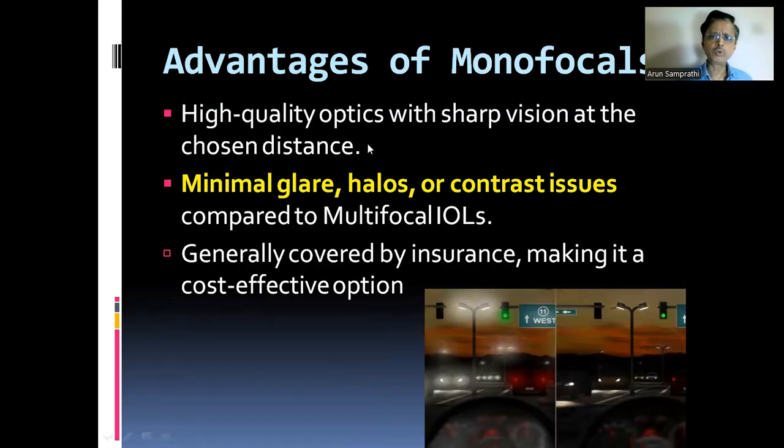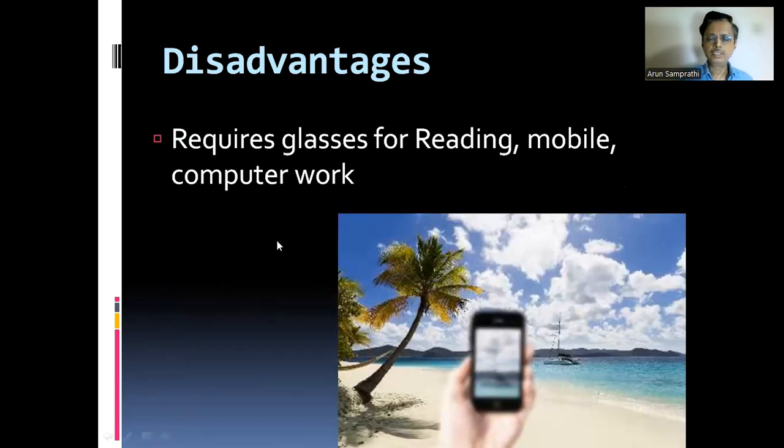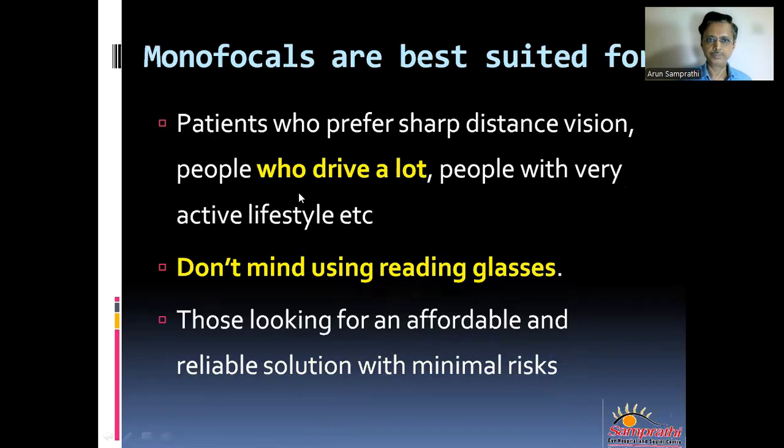The advantage of these monofocal lenses is that they give very sharp vision at distance fixation. They have minimal glare and halos, which are a problem with the multifocal lenses. And generally, it is covered by insurance, making it a very cost-effective option. The disadvantage is that it requires glasses for reading, mobile, and computer work. So anything close by, you will need glasses to see clearly.